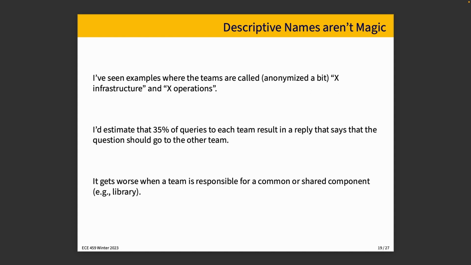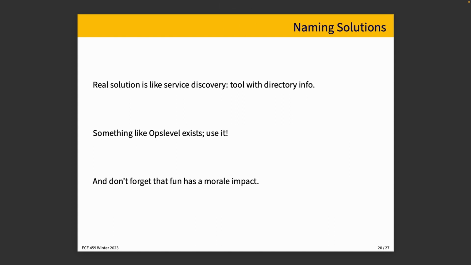That wouldn't make sense. So I think the real solution is something like service discovery. It's this idea of a tool with some sort of directory information. Just as an example of something that I've used, OpsLevel is quite helpful in terms of identifying which team is responsible for a specific service and who's on call, and the maturity of the service and everything else that you could ask about it, and that's pretty good.